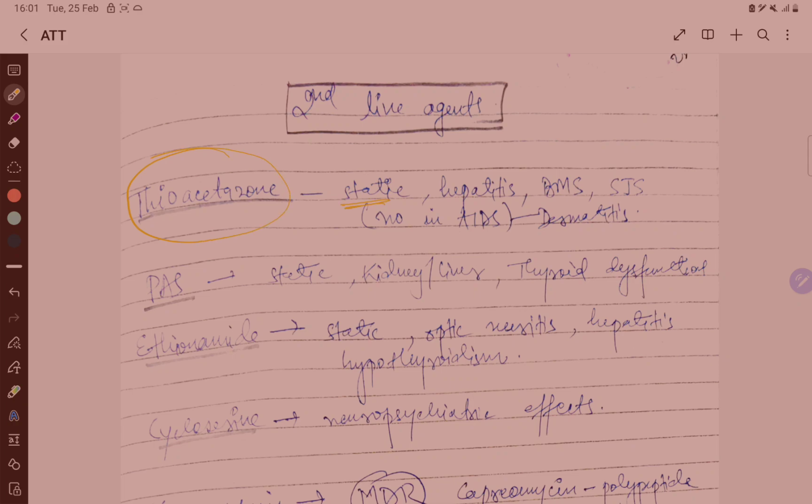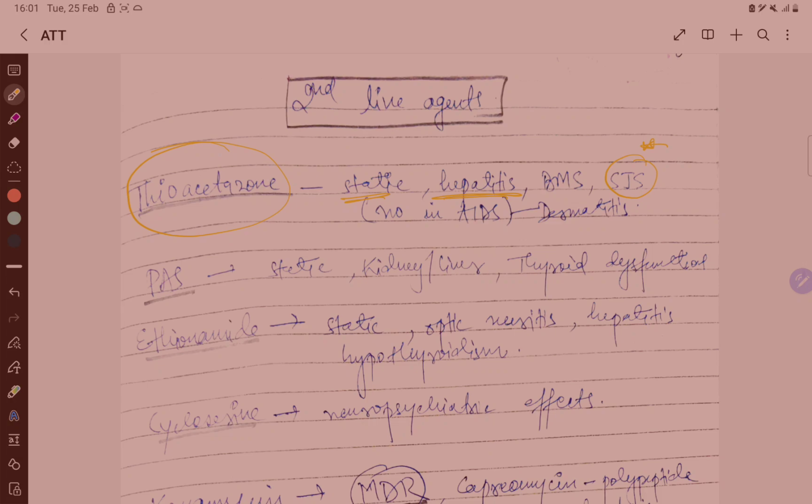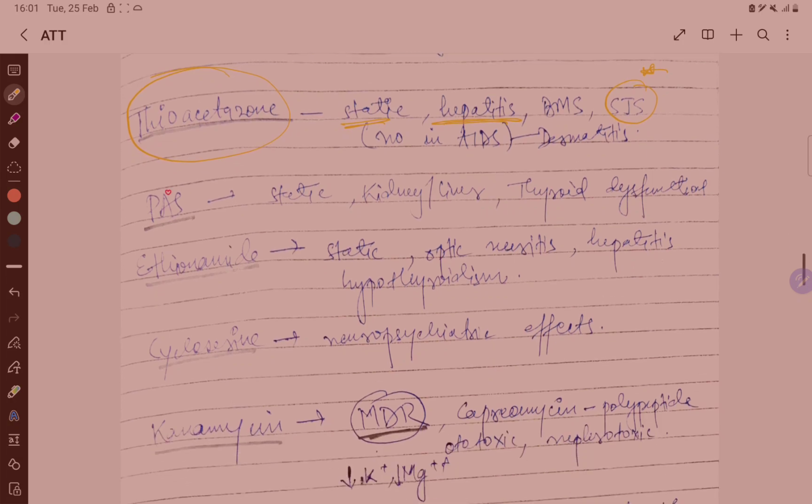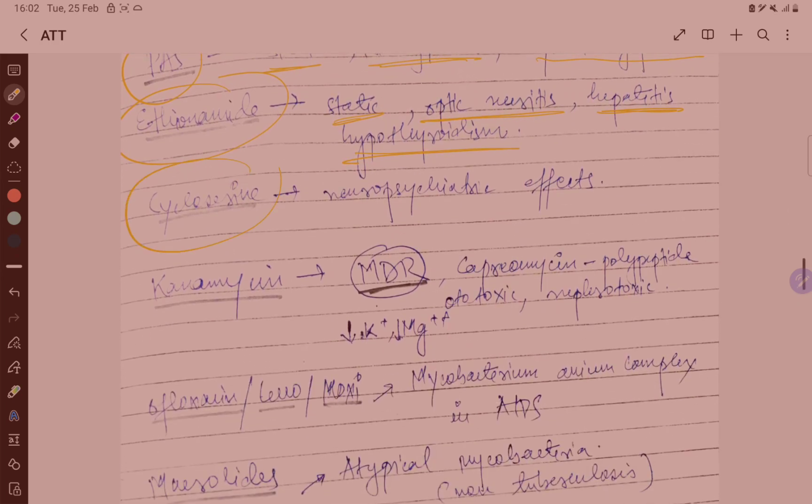Thioacetazone is actually a bacteriostatic drug, causes hepatitis, and the most important thing, an ADR called the SJS reaction. PAS is again static. It causes liver or kidney damage, and some thyroid dysfunction as well. Now ethionamide is again bacteriostatic, causing optic neuritis and hepatitis as well as hypothyroidism. Cycloserine causes neuropsychiatric effects.